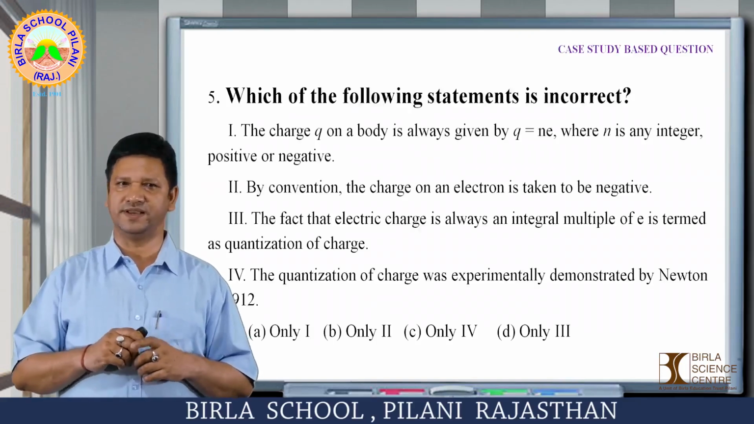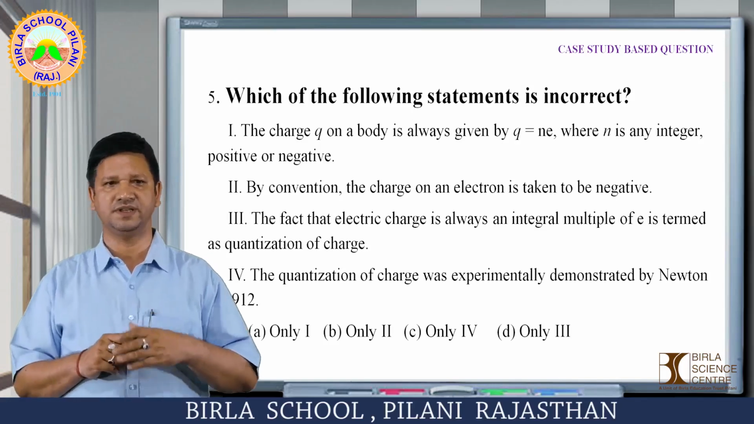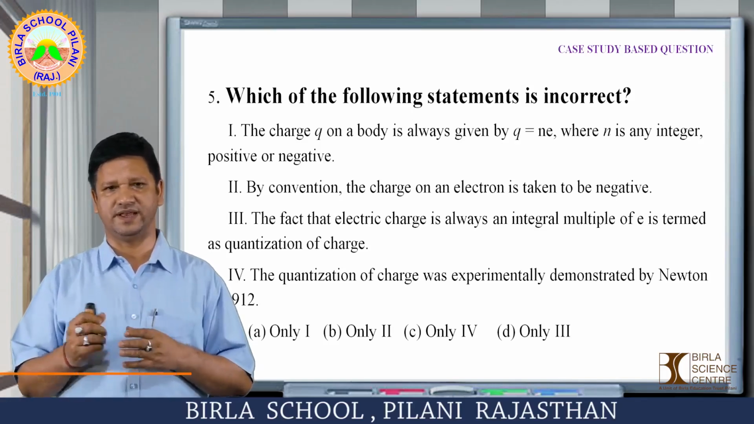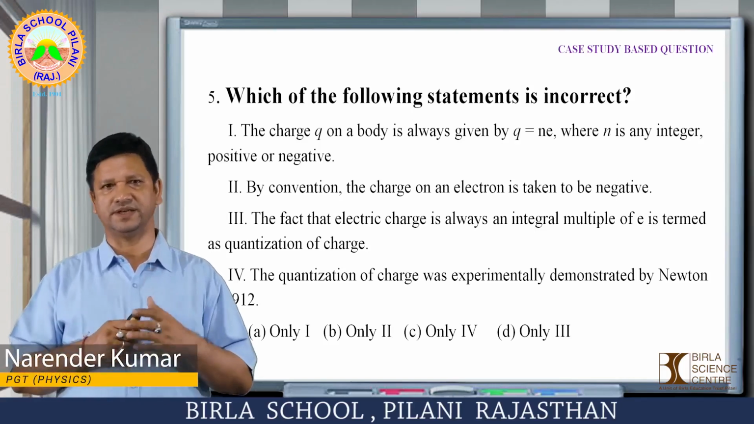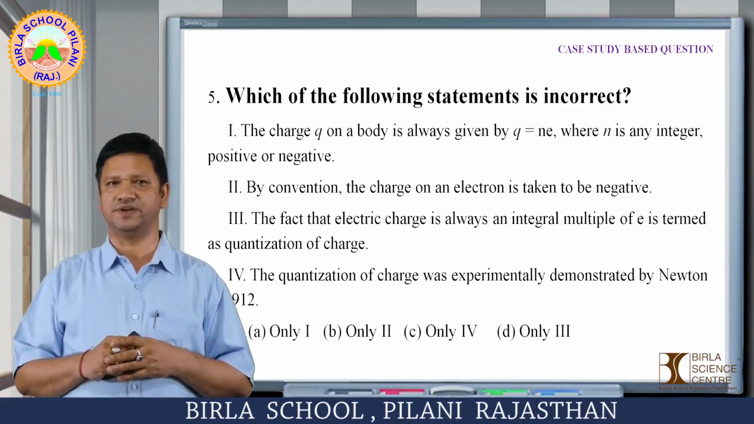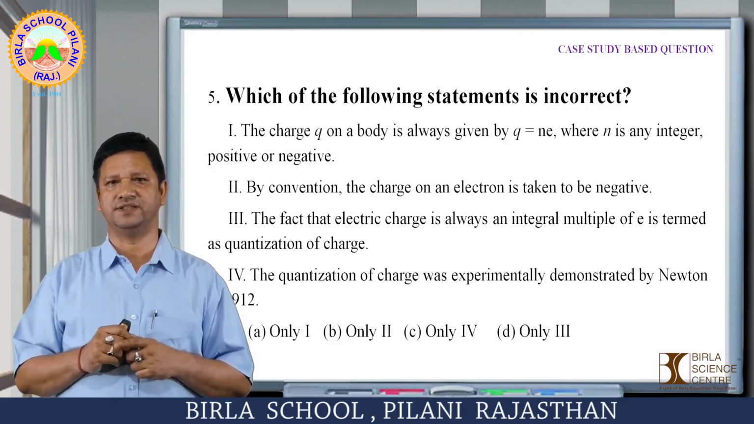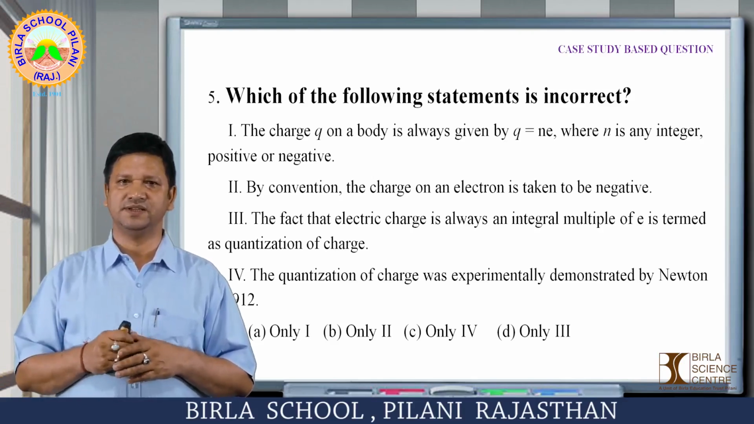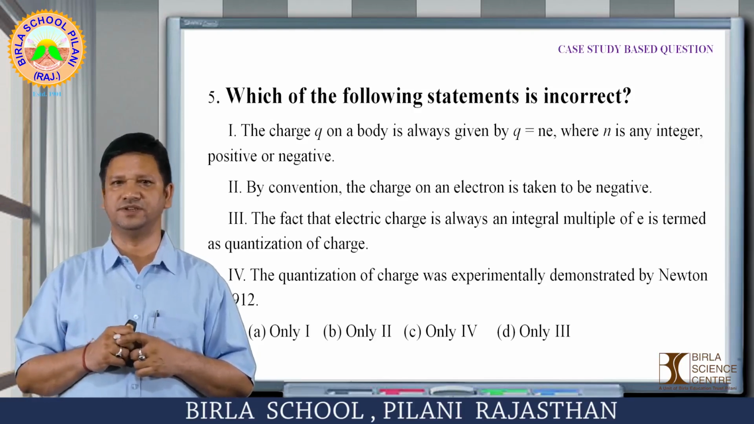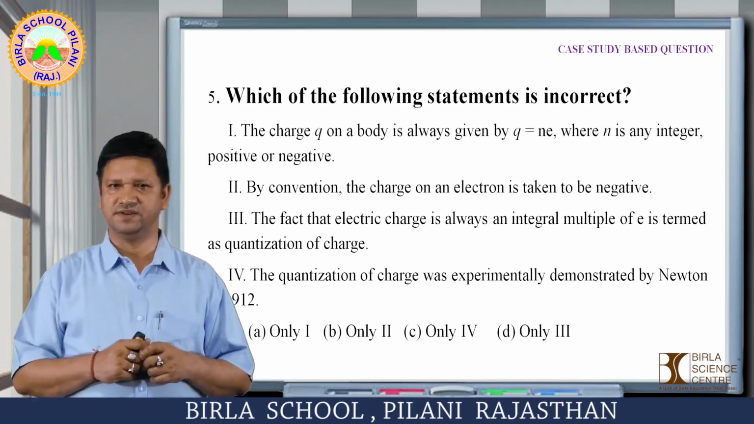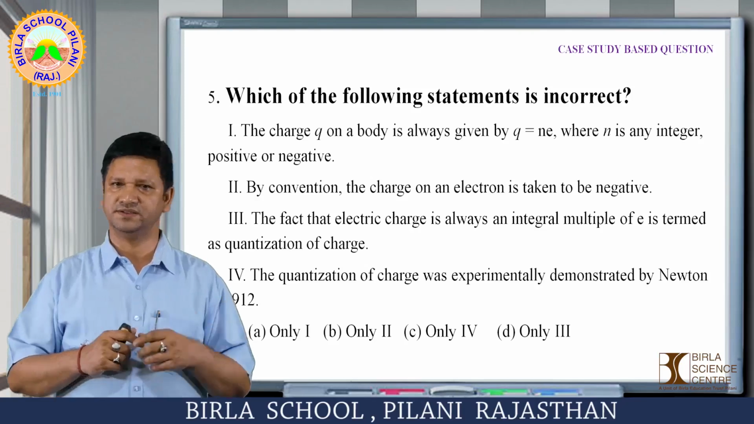Come to the next. Which of the following statements is incorrect? It means out of these four statements, A, B, C and D, one of them is incorrect. So we have to check the properties. For example, the charge Q on a body is always given as Q equals Ne. Yes, we know this is a correct formula. By convention, the charge on an electron is taken to be negative. Yes, by convention we are using that. So this statement is again true.